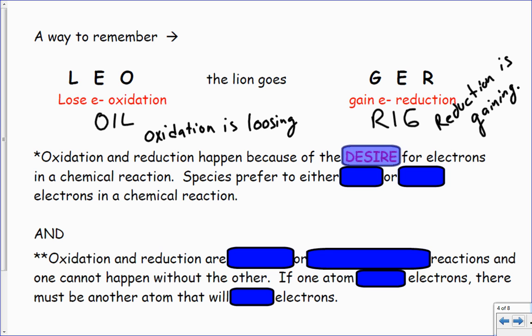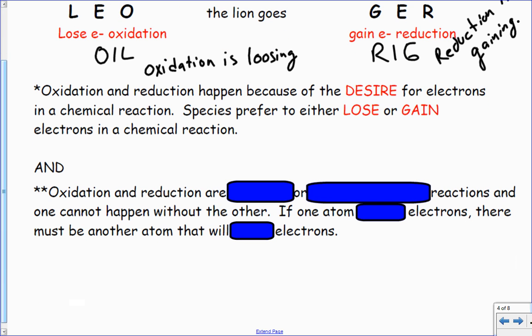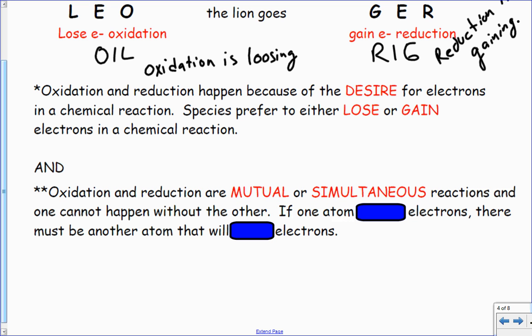Oxidation and reduction happen because of the desire for electrons. In a chemical reaction, species either prefer to gain or lose them. We did a lot of that with the periodic table, with electronegativity and that kind of stuff. Oxidation and reduction are mutual and simultaneous. They happen at the same time. I can't have one without the other. If I lose an electron, it's got to go somewhere. Somebody's got to gain it. If one atom loses an electron, there must be another atom that gains one.